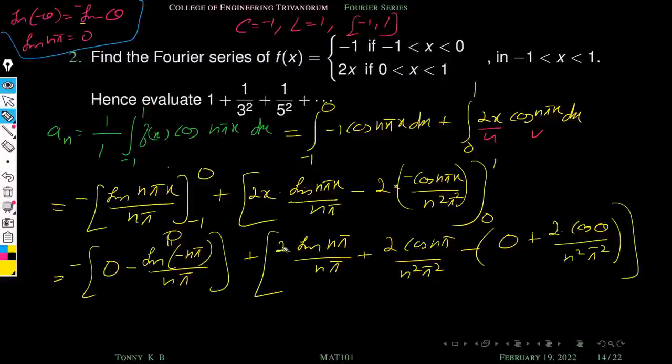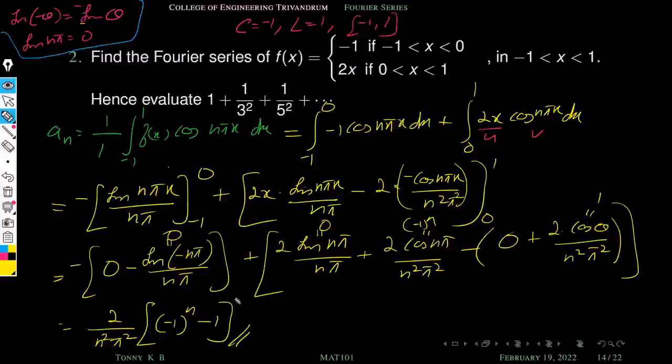Okay, then next term. When x equal to 1, this is 2 into sin n pi by n pi, plus, because minus into minus, plus 2 into cos n pi by n square pi square, minus, and x equal to 0, this term is 0, and minus into minus, plus 2 into cos 0 by n square pi square. And we know that sin n pi is 0 and cos n pi is minus 1 raised to n, right? And this cos 0 equal to 1. So 2 by n square pi square is common, you can take outside. So remaining term is minus 1 raised to n minus 1. Okay, so this is our an.